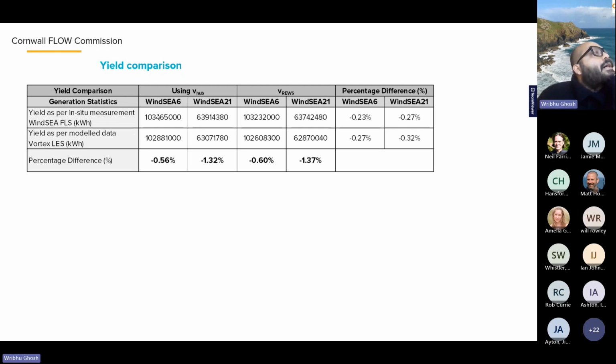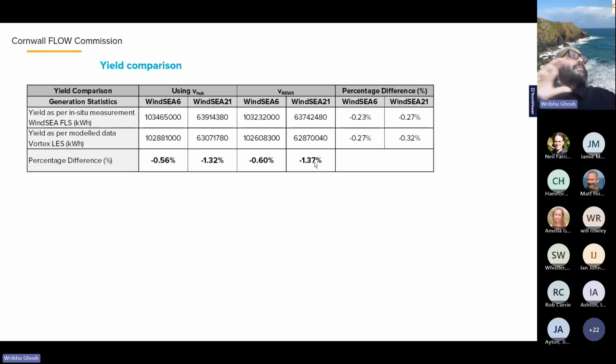What is interesting is the model does underpredict slightly compared to the measured data, but the underprediction is much less. In terms of mean wind speed, we are seeing 2.5%. In terms of P95, we were seeing around 3.5% underprediction. Whereas when it comes to generation, it's 0.56% underprediction, and for WinC21 it is 1.32%. Now, when we use rotor equivalent wind speed, it's again down to around 0.6% and 1.3%.